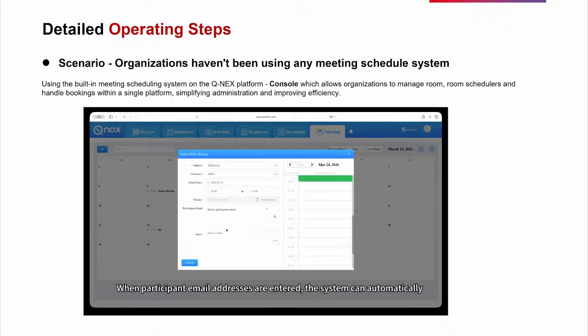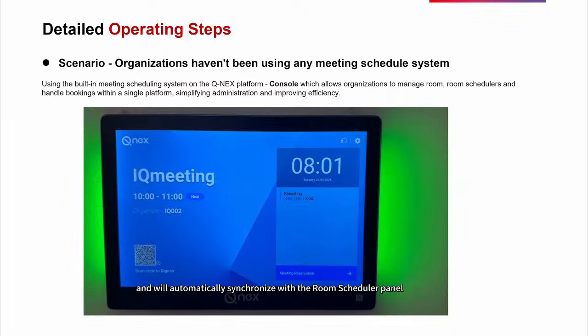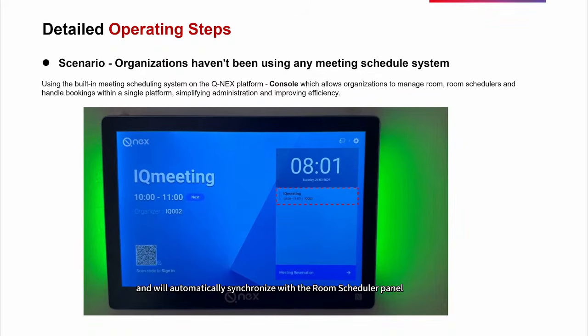When participant email addresses are entered, the system can automatically send notifications for invitations, updates, or cancellations. Once everything is ready, click Confirm and the reservation will be created. The meeting will then appear in the schedule and will automatically synchronize with the room scheduler panel.